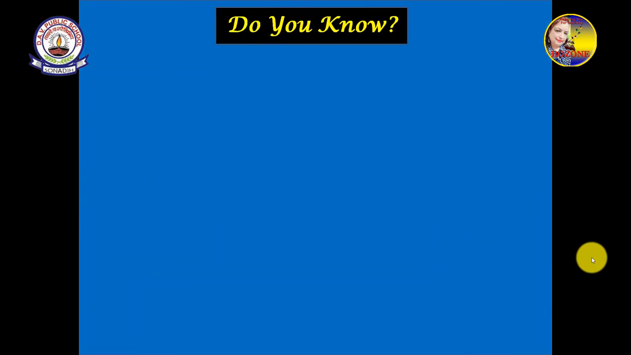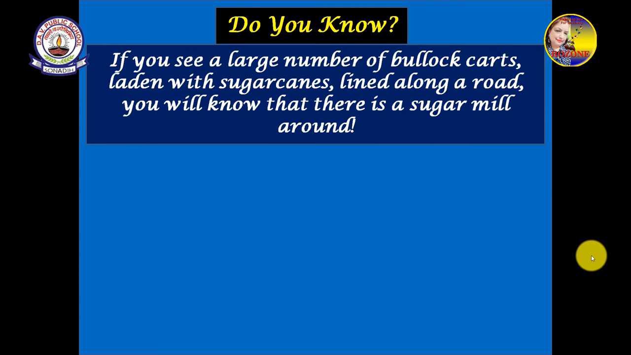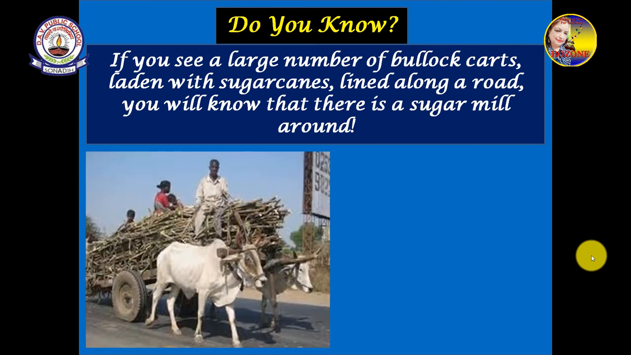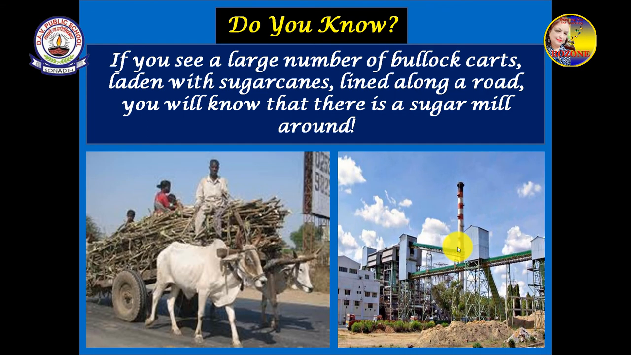So children, do you know that if you see a large number of bullock carts laden with sugar canes, moving one by one and lined along a road, you will know that there is a sugar mill around where sugar is made, a sugar factory. So immediately you will understand there is a sugar factory. If you see bullock carts laden with cotton, you will understand there is some cloth industry, textile industry. So seeing the goods, you will be able to understand where these things are going.